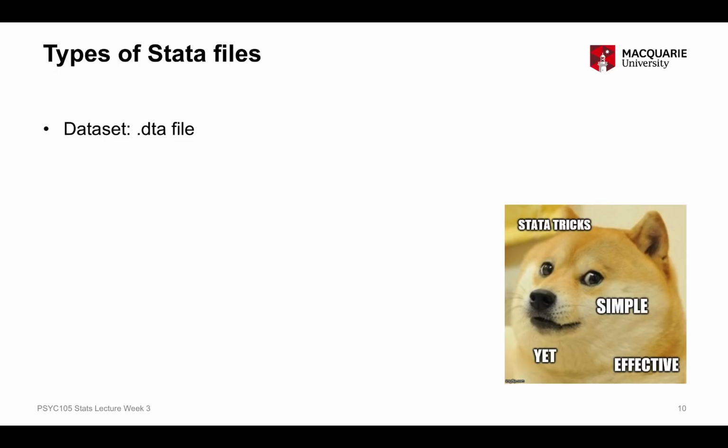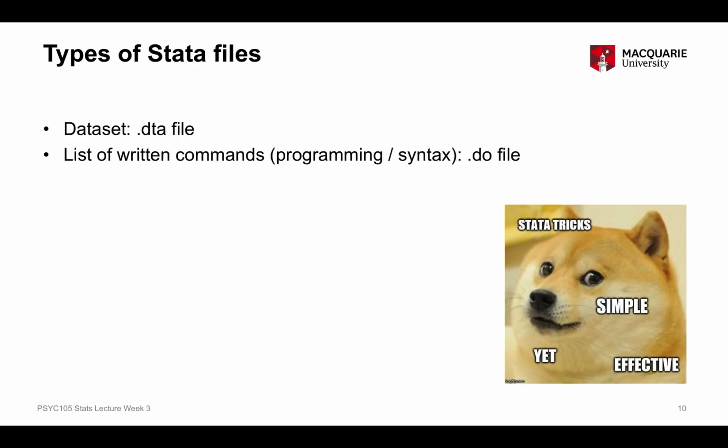So the first one, and the most important one, is a dataset. This is a Stata dataset, just like an Excel spreadsheet, isn't it? Kind of an Excel dataset. And datasets have the file extension .dta. So if you see a file with the extension .dta, that's a Stata dataset file. And that's the native file format in terms of having data and storing data in Stata.